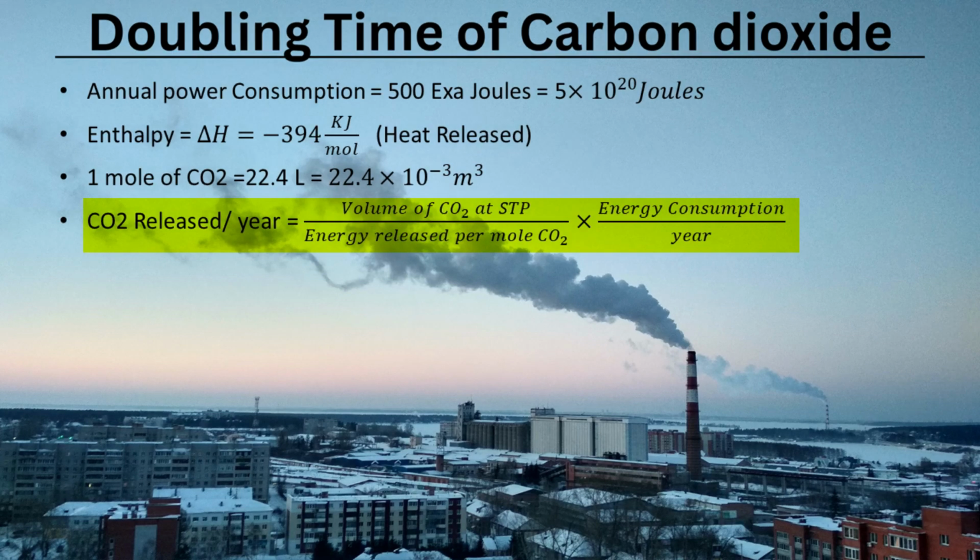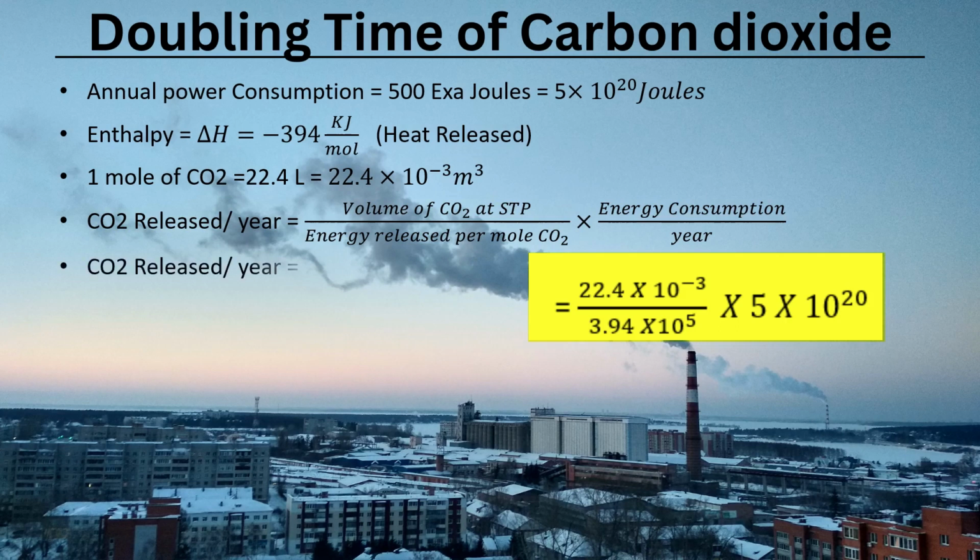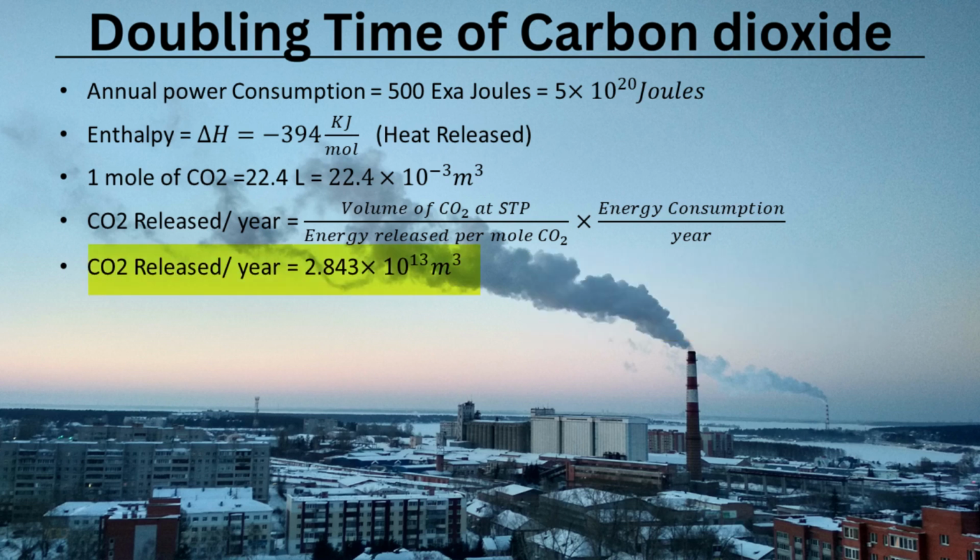So the carbon dioxide released per year will be equal to the volume of carbon dioxide at STP divided by energy released per mole of combustion, multiplied by energy consumption per year, which will be equal to 22.4 multiplied by 10 raised to the power minus 3 divided by 3.94 multiplied by 10 raised to the power 5, multiplied by 5 multiplied by 10 raised to the power 20, which will be equal to 2.843 multiplied by 10 raised to the power 13 meter cube of carbon dioxide released per year.